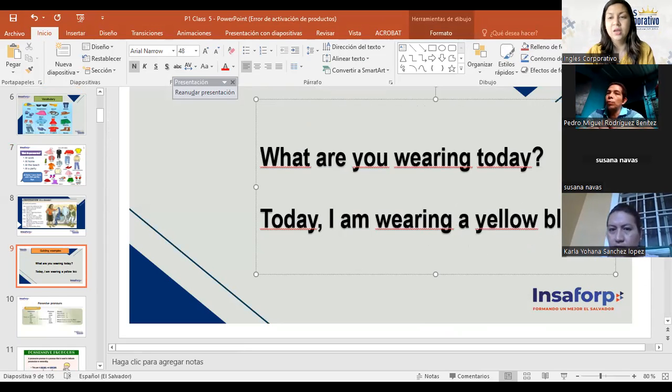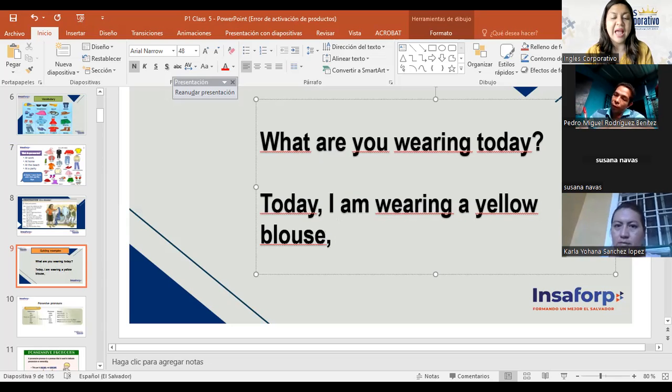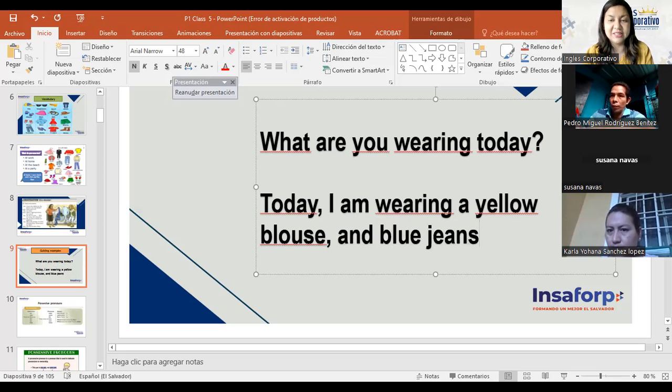Yellow t-shirt. No. Blouse. No, no es camiseta, it's not a t-shirt. A yellow blouse. Today I'm wearing a yellow blouse and blue jeans.